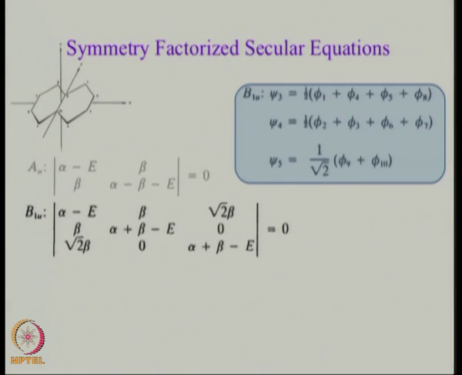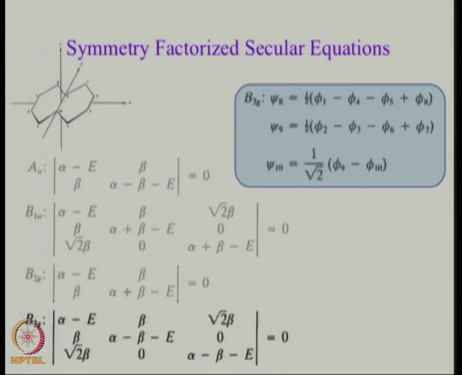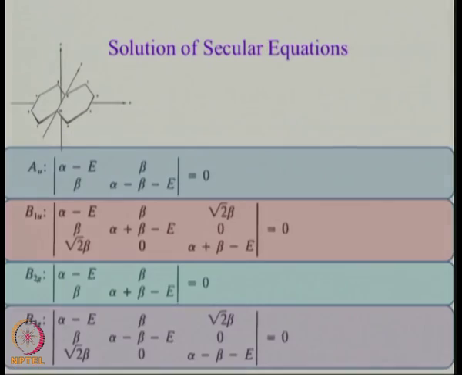Another determinant in terms of alpha, beta and D. Similarly, you can do the same thing for B2G and for B3G. Alright, you got the determinant. What is the next step? Solve the equation and get the values of E.